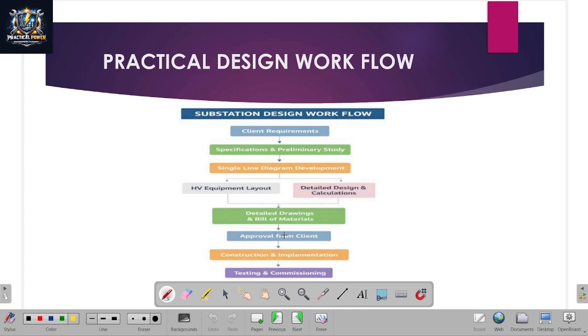After it is approved, it will be carried out or executed, construction and implementation. As soon as the construction is completed, we'll go for testing and commissioning. The substation is at last charged and it is taken into operation through our system.